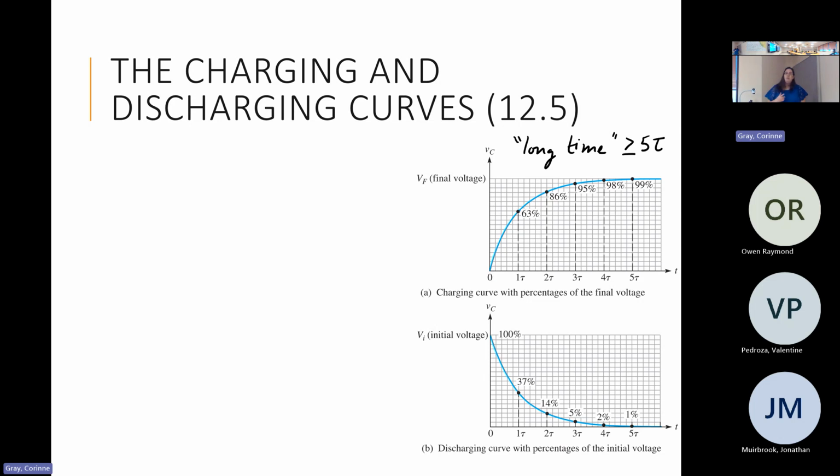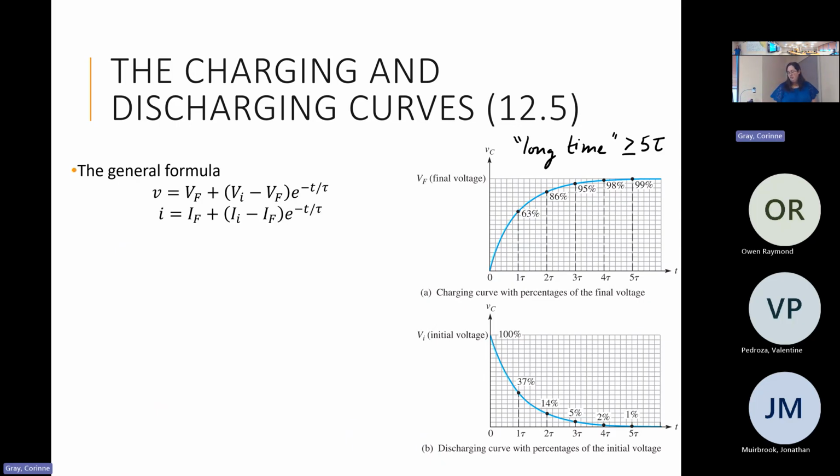So what type of curve does this look like? Yep. So we are going to have some exponentials show up. For our exponentials here we have our instantaneous voltage, and here we have our instantaneous current. So these are the general equations. These can be used for charging or for discharging. It doesn't technically matter which one we're dealing with.